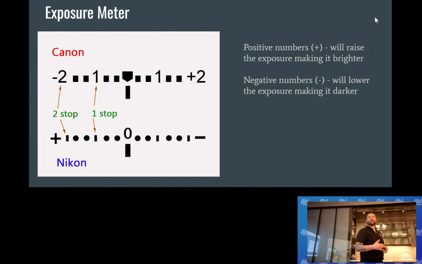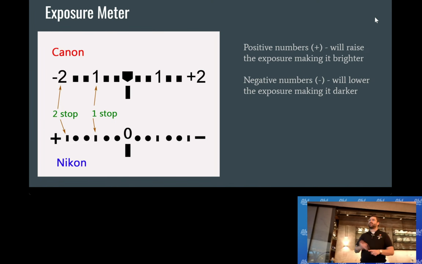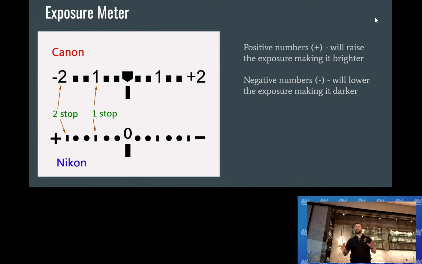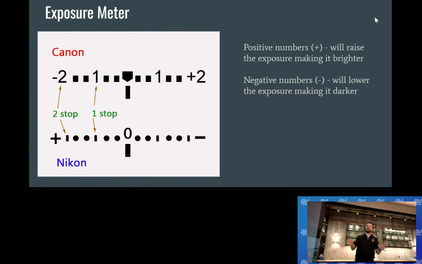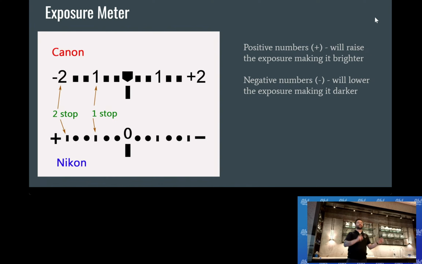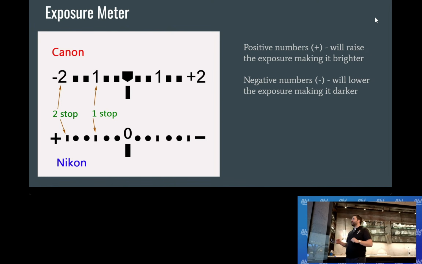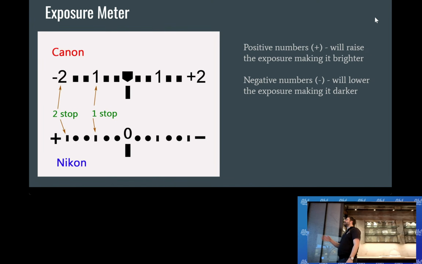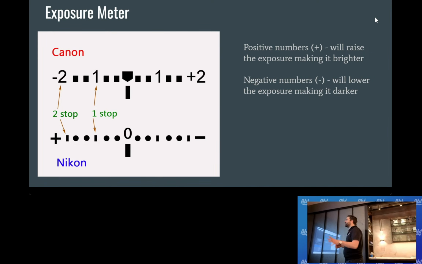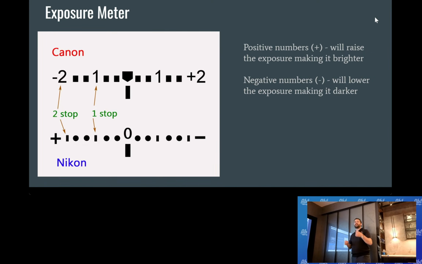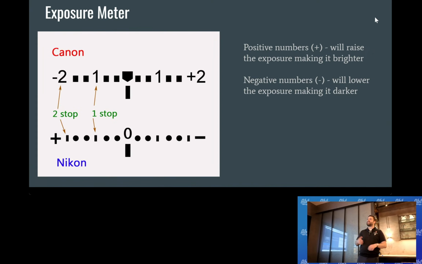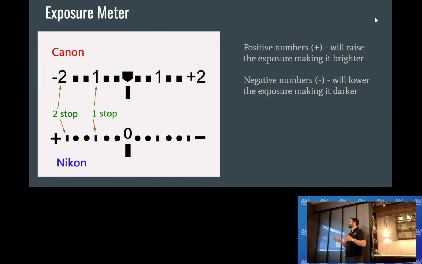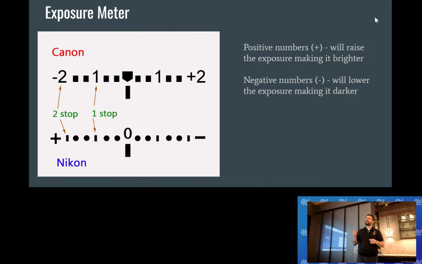So if you've already set your aperture, your shutter, and your ISO, and you're like, no, these are the exact settings that I need, but the image still looks a little too dark or a little too light. Positive numbers will raise the exposure, making it brighter, and negative numbers will lower it, making it a little bit darker. So it's a nice way, if you've already set your camera and done the controls you want, if there's a little extra toying or meddling you need to do, that's how I would do it.